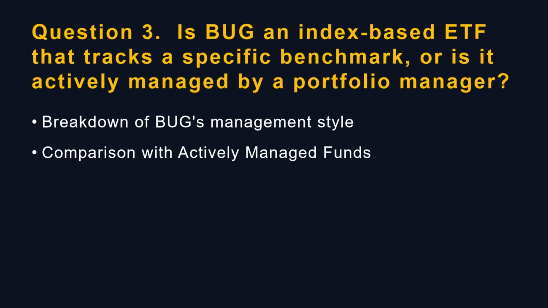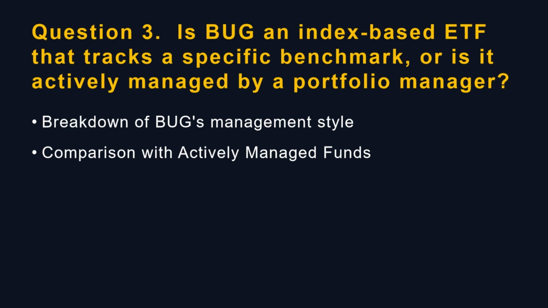Passively managed, BUG doesn't have a dedicated portfolio manager actively researching and selecting individual stocks. Instead, it follows a predetermined strategy based on the chosen index. Index replication, BUG aims to replicate the holdings and weighting methodology of the INC Cybersecurity Index. This means the ETF typically invests in at least 80% of the companies within the index, with each company's weight in the ETF mirroring its weight in the index.